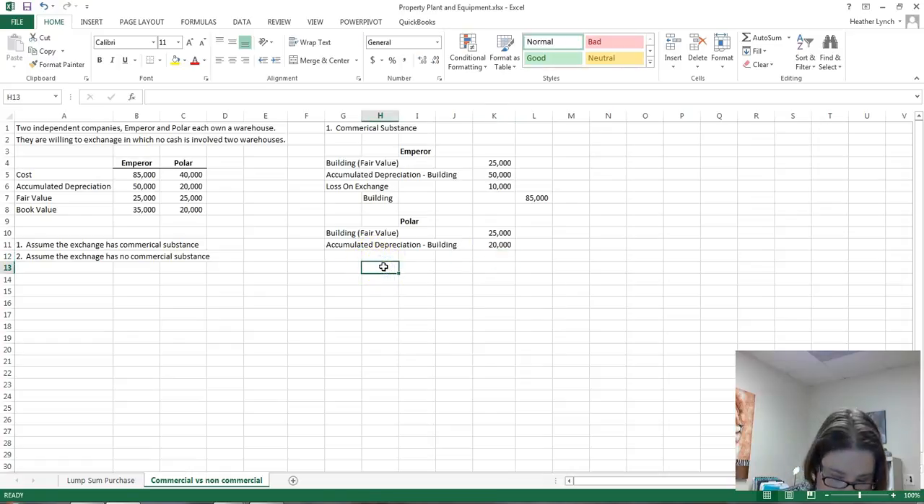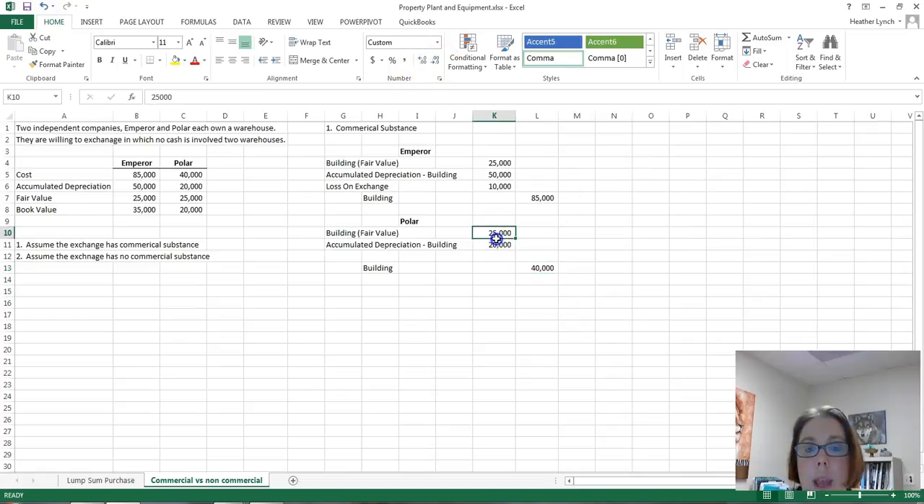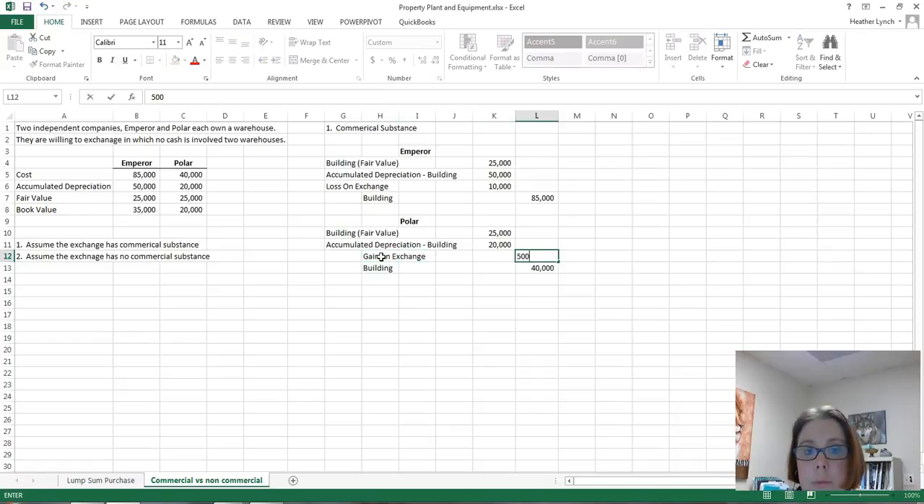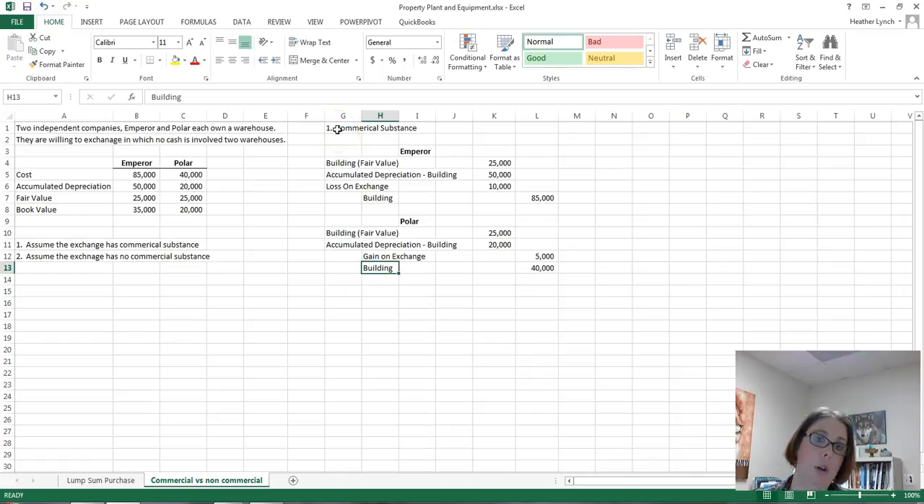Going to leave a blank there. We have building. We got rid of a building that was $40,000. Okay, so we have $45,000 here. We have $40,000, so that gives us a gain on exchange of $5,000. Okay, so that is what we do for commercial substance. Now, what if we do without substance?